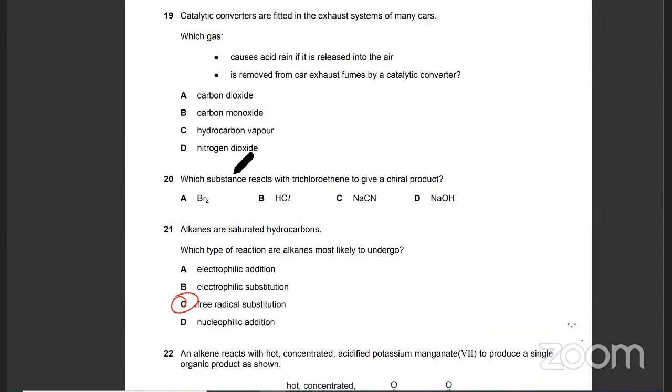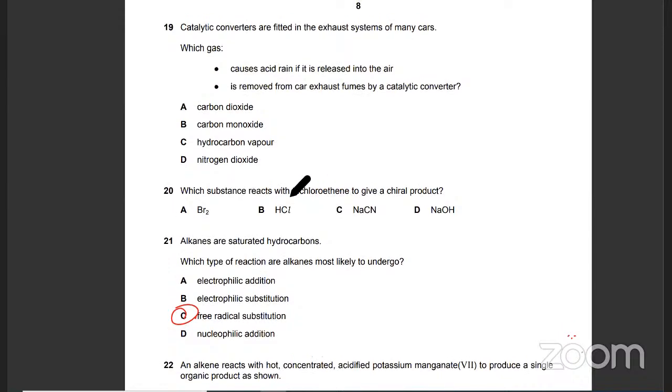Moving on, what substance reacts with trichloroethene to give a chiral product? Trichloroethene has 2 carbon atoms. NaCN. First thing, trichloroethene is an alkene, right? So there's going to be an addition reaction. Alkenes don't have any reactions with NaCN or with NaOH. Actually, who has a reaction with NaCN?